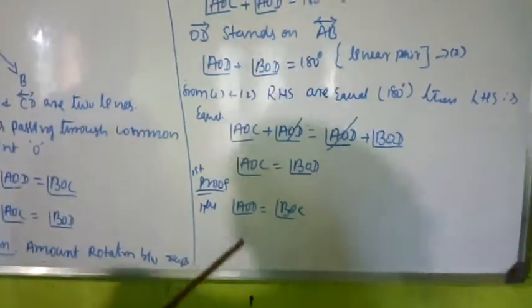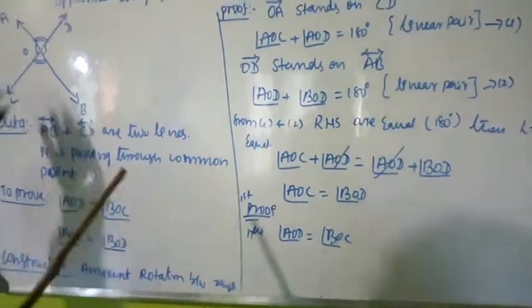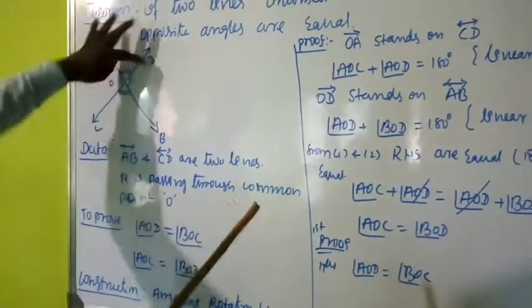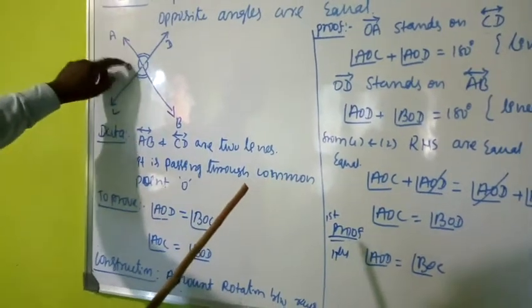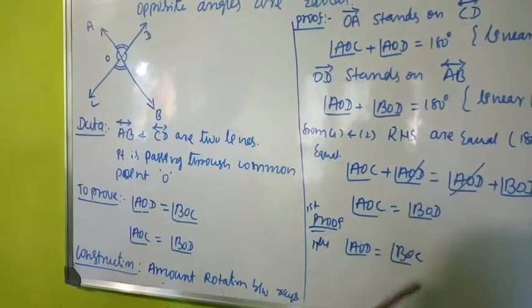Similarly, this one also you can prove: angle AOD is equal to angle BOC. So it should be like this. This is OB stands on CD. So this is OC stands on AB. If you take that, this one also you can prove.